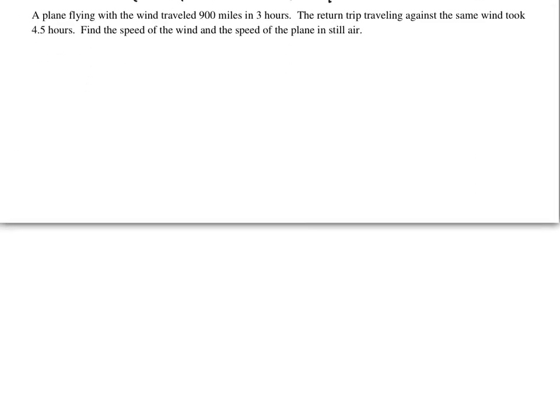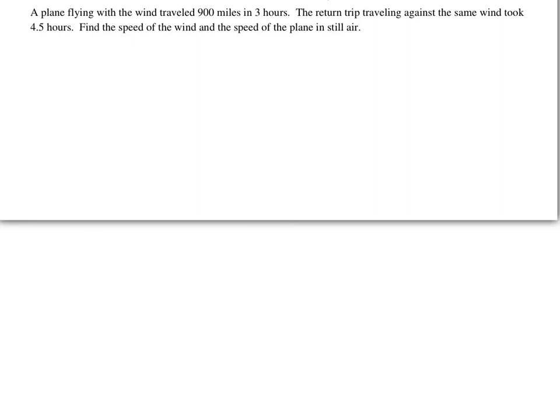A plane flying with the wind traveled 900 miles in 3 hours. The return trip traveling against the wind took 4.5 hours. Find the speed of the wind and the speed of the plane in still air. So we need the speed of the wind and the speed of the plane in still air.